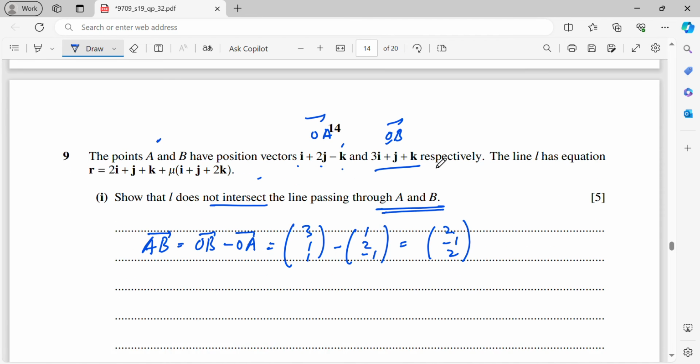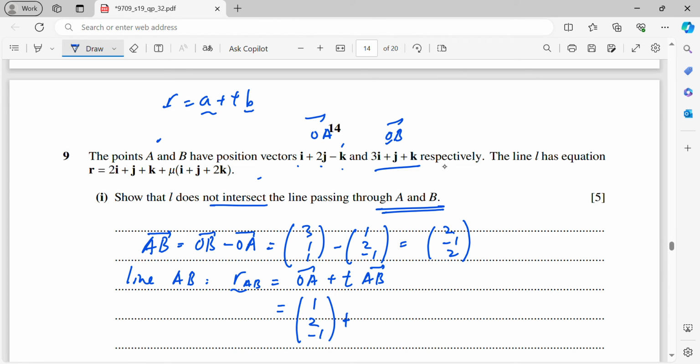Now, my line AB, the equation is always r = a + tb. This is the general form. So I will write r_AB equals to, I can just pick any point, you can write OA or OB, up to you. So this is going to be (1, 2, -1) + t(2, -1, 2). This is my r_AB.